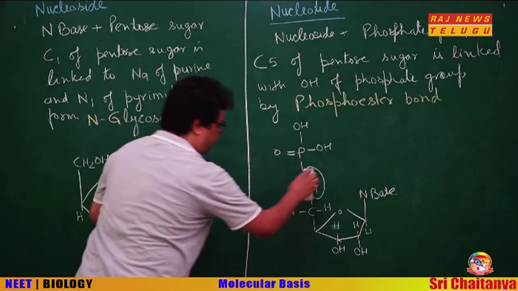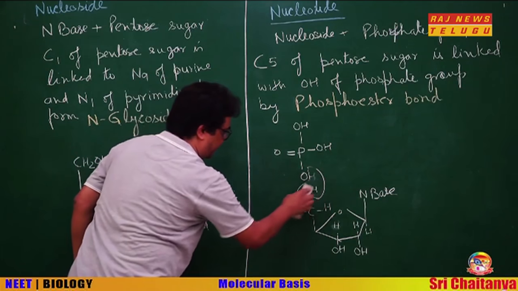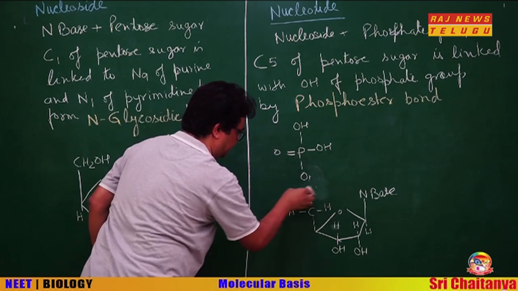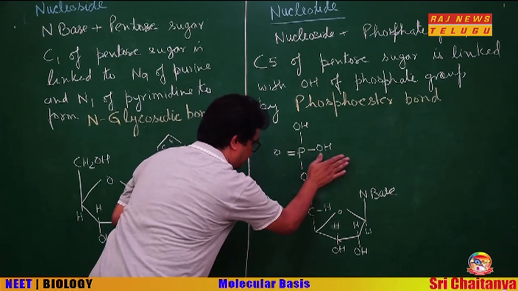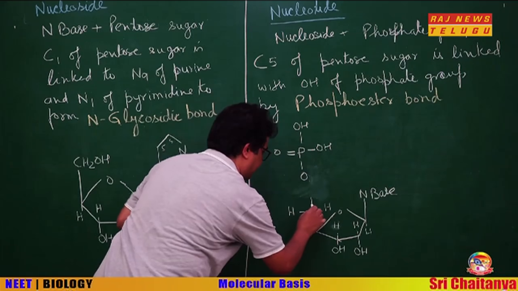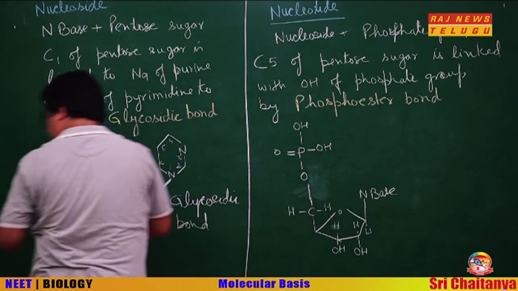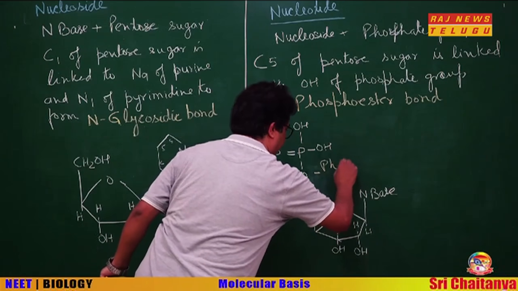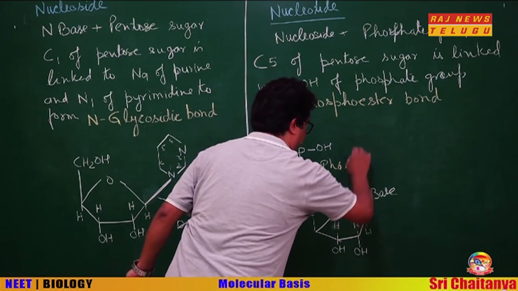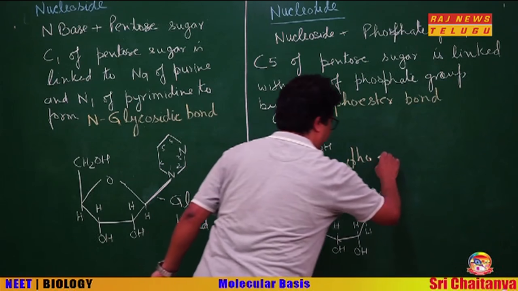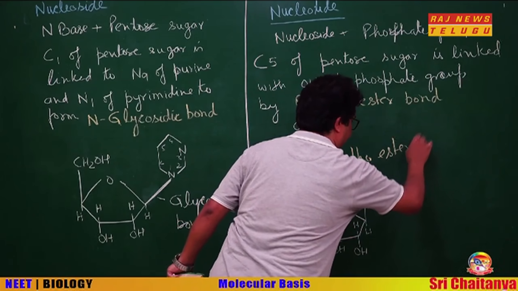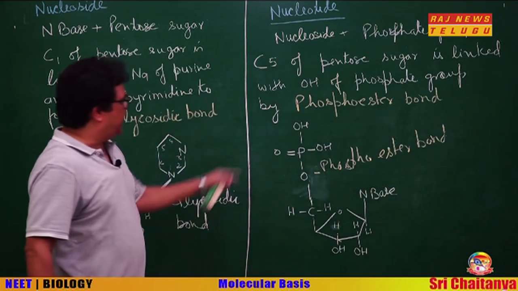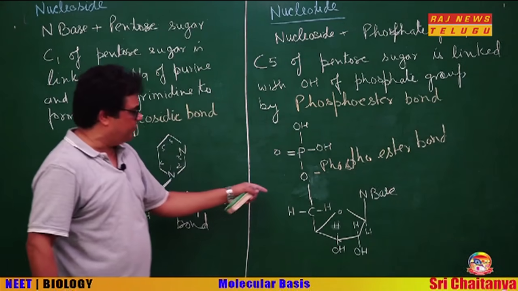Okay, so a water molecule is released from here, and a bond is formed, and this bond is called a phospho-ester bond. Okay, so you see in a nucleotide there are two types of bond.